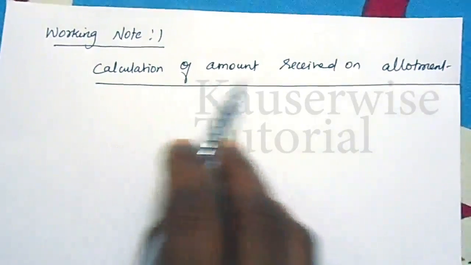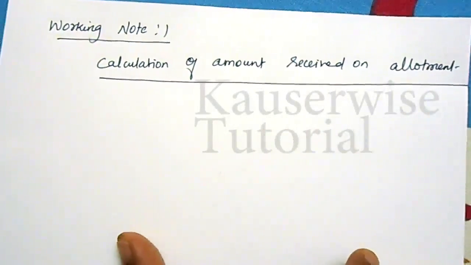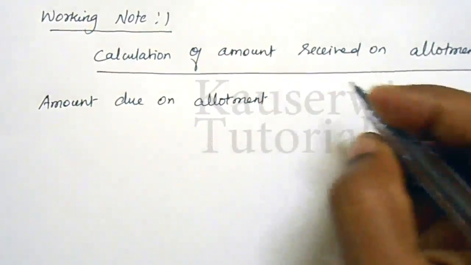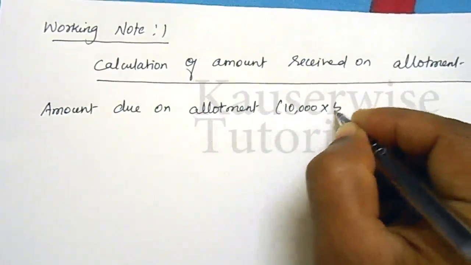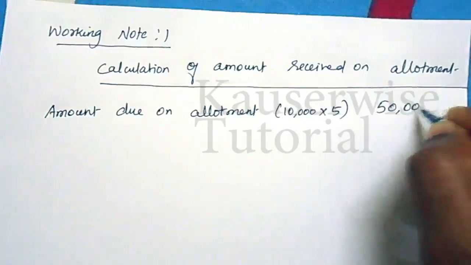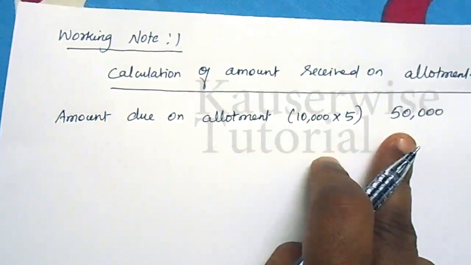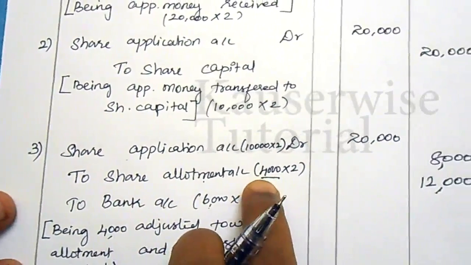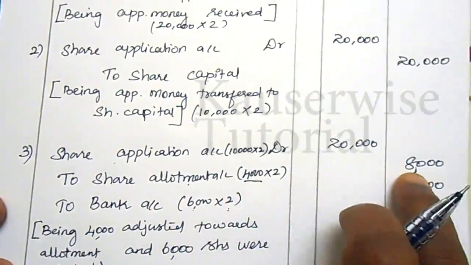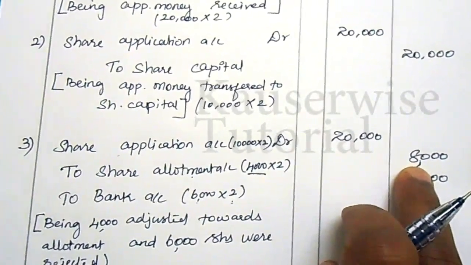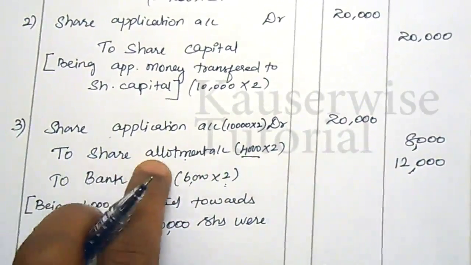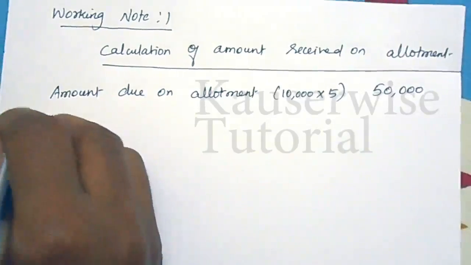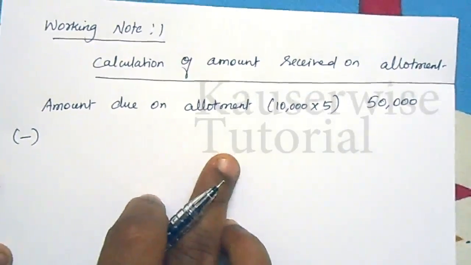Working note 1. Calculation of amount received on allotment. First you have to write the amount due on allotment. See the previous entry, 10,000 shares into 5 rupees. So how much allotment money is due? 50,000 is due. But we have already received 4,000 shares into 2 rupees. See the third entry. We have already received the excess amount, that is 4,000 into 2 rupees, 8,000, along with the application money. That amount is adjusted towards allotment. Now you can subtract this surplus money from the allotment money due. Subtract surplus money on application adjusted to share allotment.